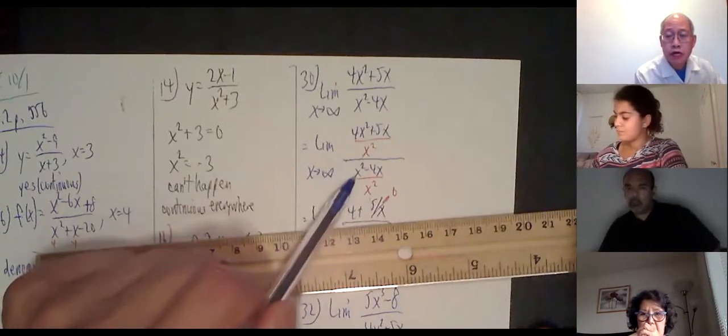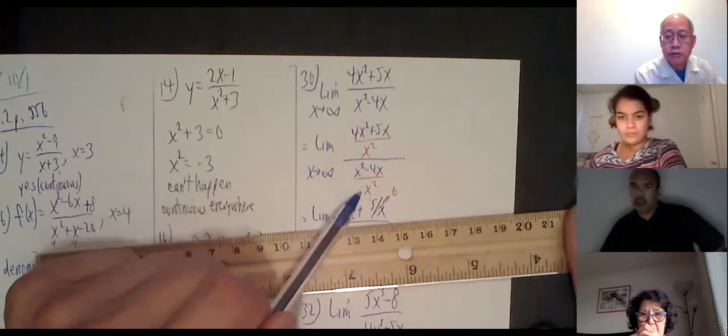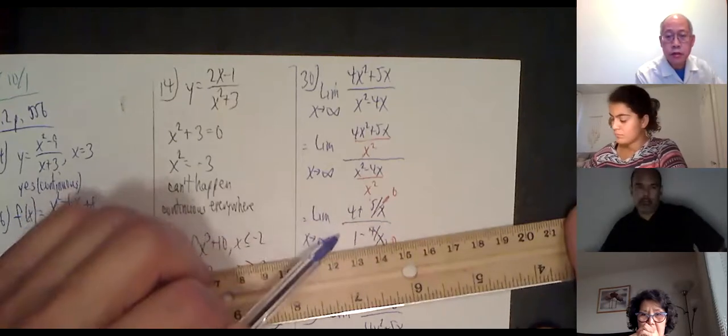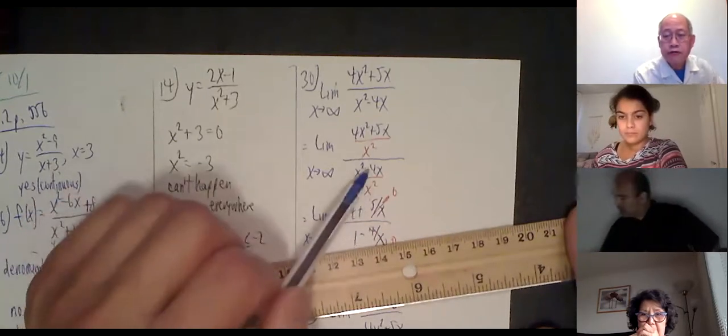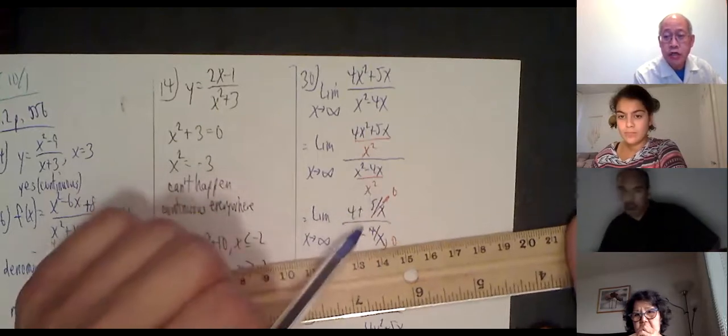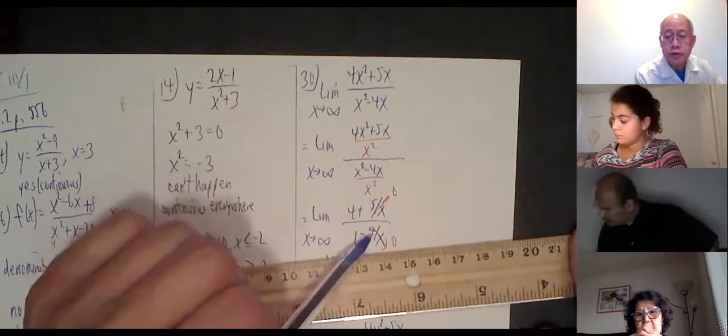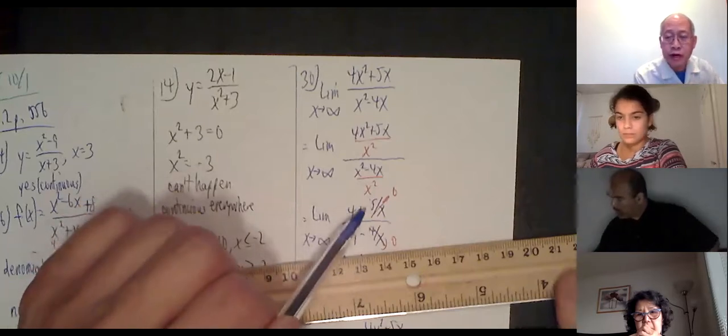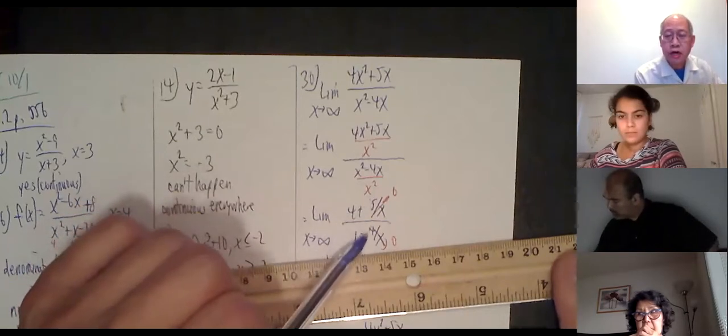Okay, in the denominator, what's x squared divided by x squared? 1, minus 4x divided by x squared. Well, again, one of the x's cancels out, so I have 4 over x. So now I have 4 plus 5 over x, divided by 1 minus 4 over x.